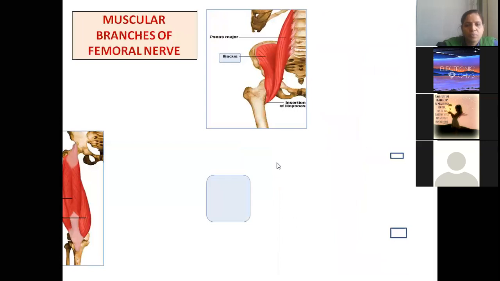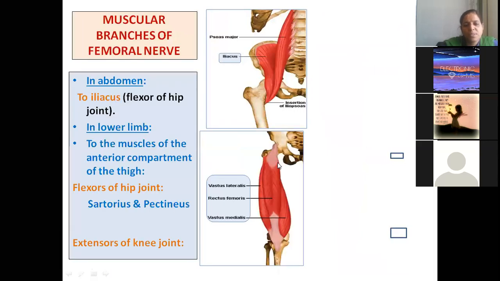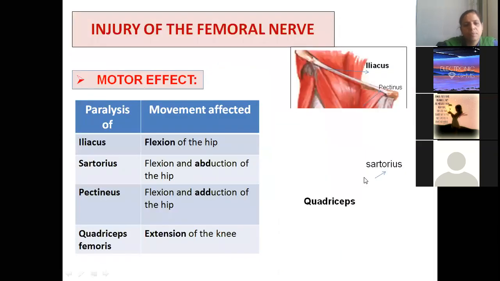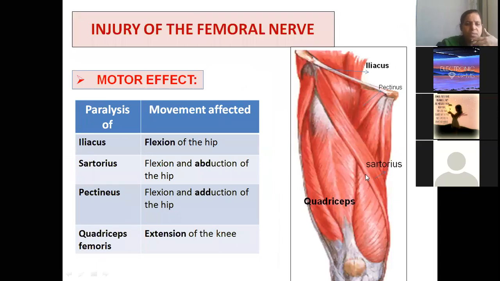So muscular branches, we know these muscles pretty well. Quadriceps femoris and sartorius from the anterior division, and from the posterior division, all muscles. Suppose this nerve is damaged, what happens? We know these muscles are very important for flexion of the hip and extension of the knee, isn't it? The movement performed by the quadriceps femoris will be lost, gone.